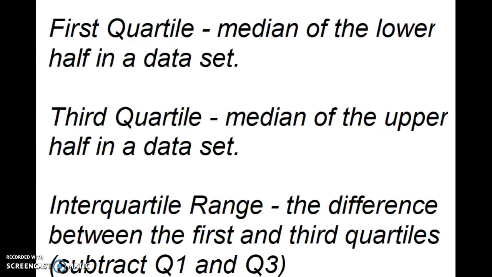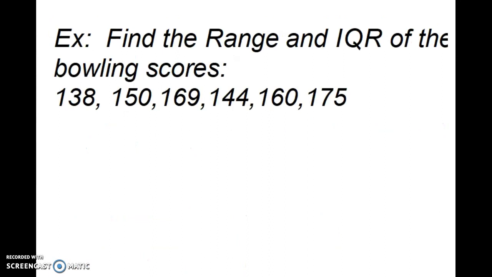And then interquartile range is where we find the difference between the first and the third quartiles. We take quartile 3 and subtract quartile 1. And we do call quartile 1 and quartile 3, you'll see it a lot as just Q1 and Q3, as you see on this video. Okay, so this next one we're going to look at, here's our example.